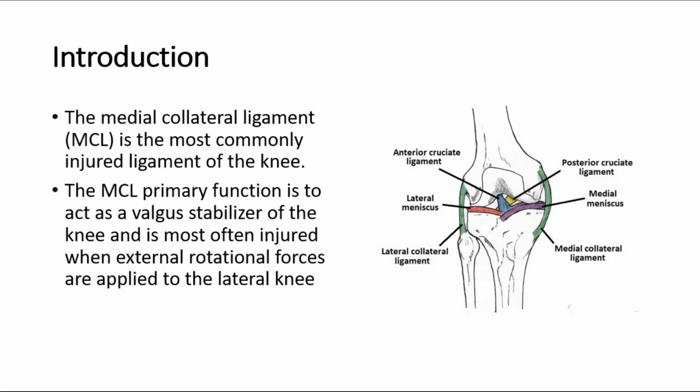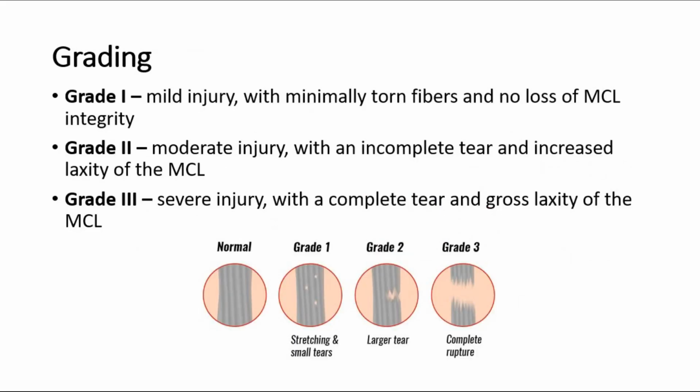Next, for grading, MCL injuries can be graded from 1 to 3. Grade 1, mild injury, with minimally torn fibers and no loss of MCL integrity. Grade 2, moderate injury, with an incomplete tear and increased laxity of the MCL. Grade 3, severe injury, with a complete tear and gross laxity of the MCL.